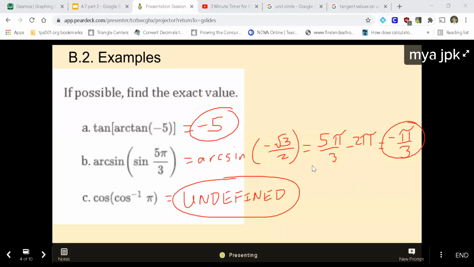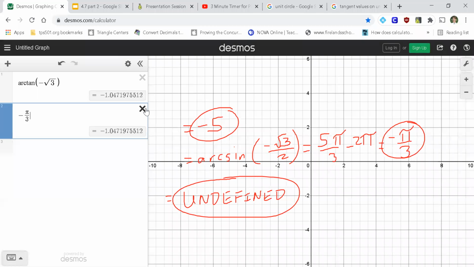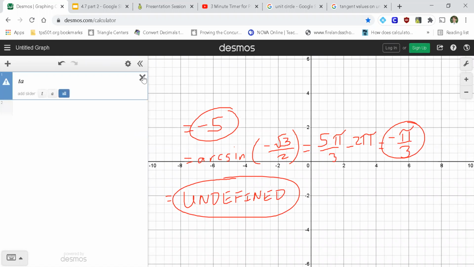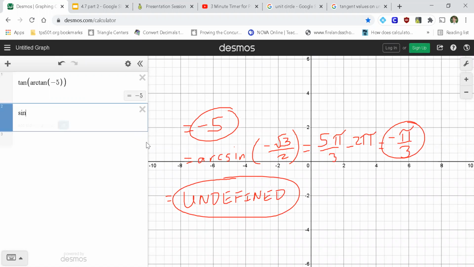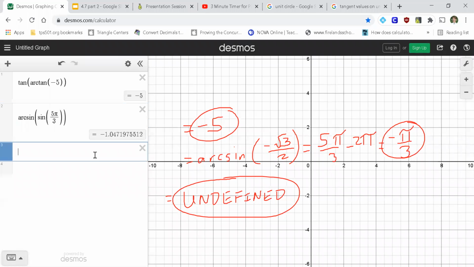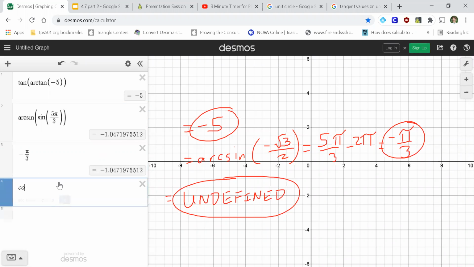And once you're done with your problems, don't forget you can check these answers with the calculator. If I do the tan, arctan of negative 5, you get negative 5. I do the arcsine of sine of 5 pi over 3, you get negative 1.047, which is the same thing as negative pi over 3. And if you do the cosine of the arccosine of pi, the answer is undefined.